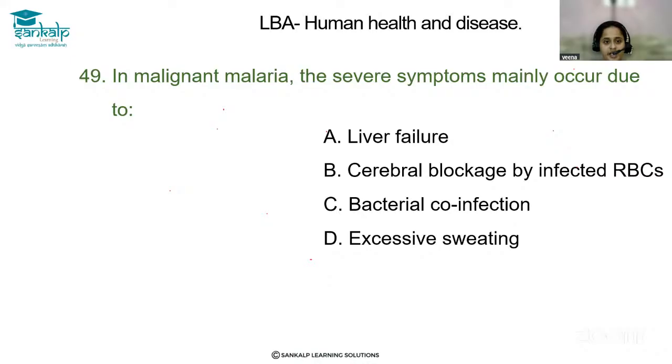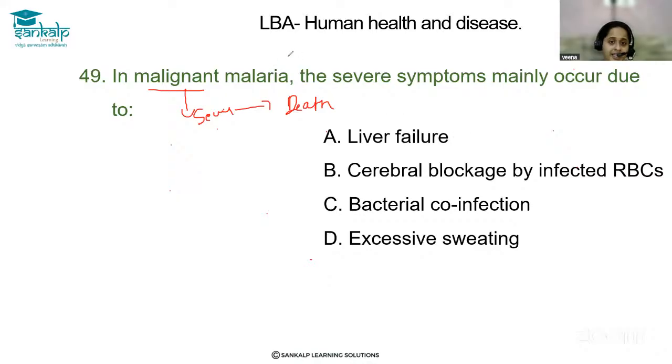Let's solve question 49. In malignant malaria, the severe symptoms mainly occur due to. So, dear students, what do you mean by malignant malaria? Malignant means what here? That is severe. That means it causes a severe effect, and it affects all the cells, and can lead to death also. So which of the symptoms mainly occur due to malignant malaria?